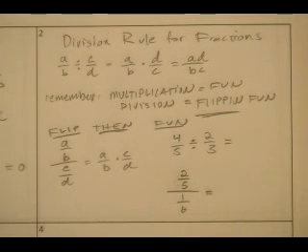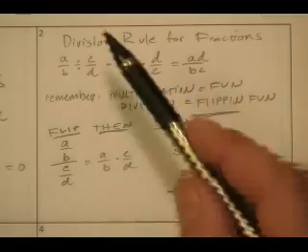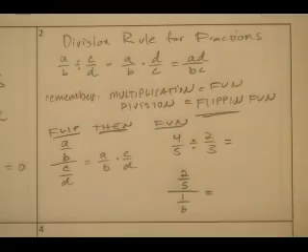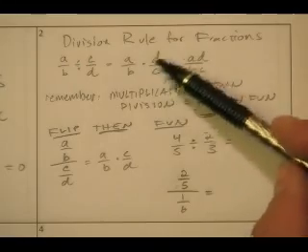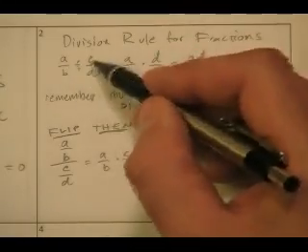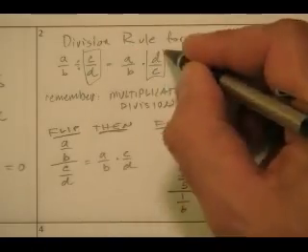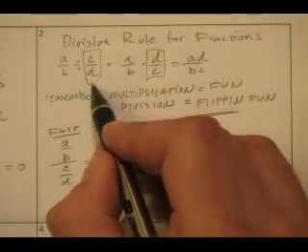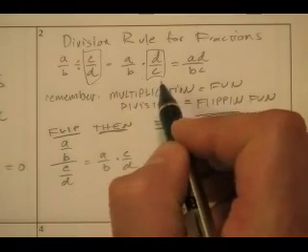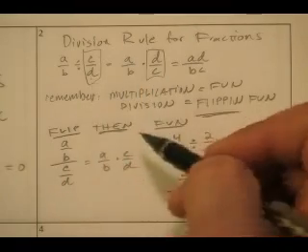But let's talk about the division rule. The division rule of fractions says that the quotient of a over b divided by c over d is equal to the product of a over b times d over c. Notice that this division changed to a multiplication sign, and this c over d became d over c. You actually took the reciprocal, or what I like to call the refliprical. Take the refliprical, then you multiply.